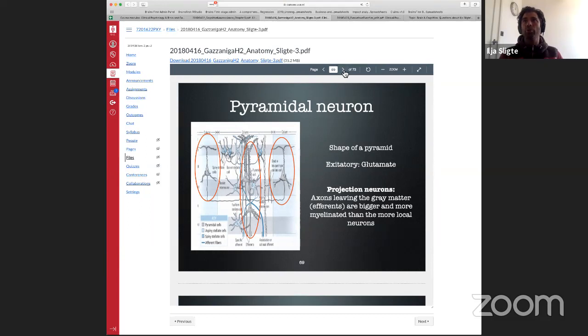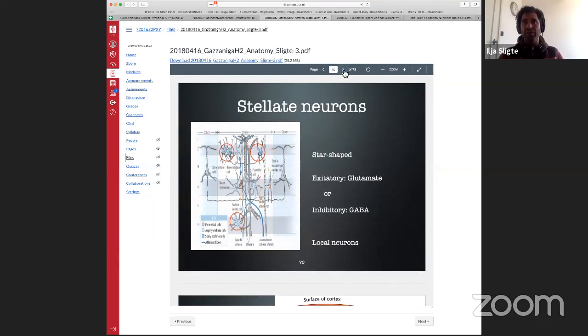If I go to the stellate neurons, you can see them here. They're much smaller. They're star-shaped. They're symmetrical. And we have 2 types of stellate neurons. We have excitatory. They also work on glutamate. And we have the inhibitory stellate neurons that work on GABA. If you basically knock out the GABA neurons, the inhibitory neurons, then the cortex fires itself to death within minutes. So it seems to be some kind of fail-safe to keep the excitatory system in check.